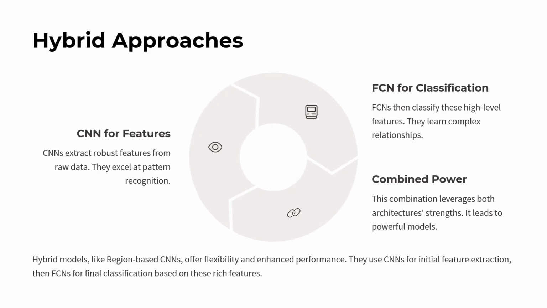FCN for classification. Once the CNN extracts high-level features, the FCN takes over the classification task. FCNs are used to learn complex relationships and make final predictions based on the extracted features. Combined power: this combination leverages the strengths of both models, CNN for efficient feature extraction, FCN for powerful classification abilities. The result is a more powerful and flexible model.